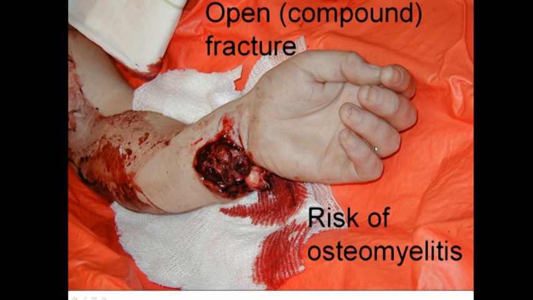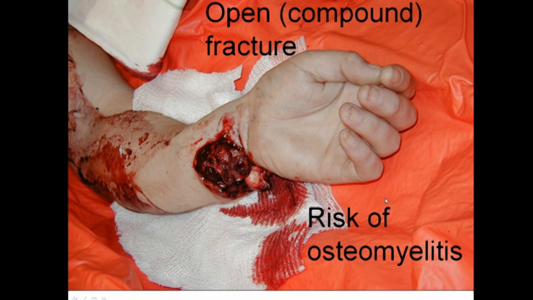Now, it's important to know if there's other tissues which are complicated in a wound. And perhaps the most extreme example of this is an open fracture. The old-fashioned term for open fracture is a compound fracture. And here we see the very nasty injury with bone exposed to the outside air.